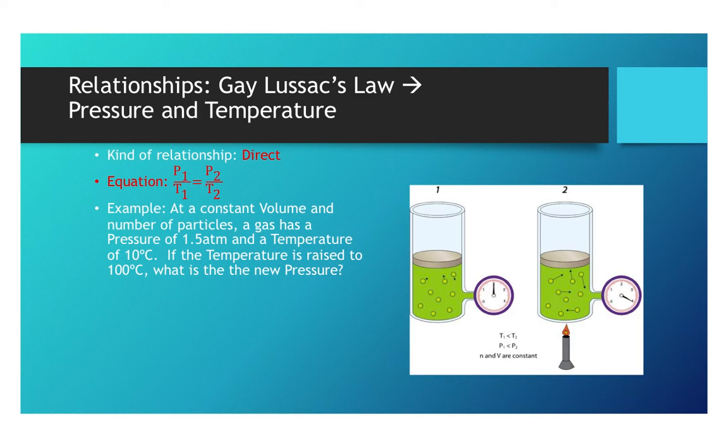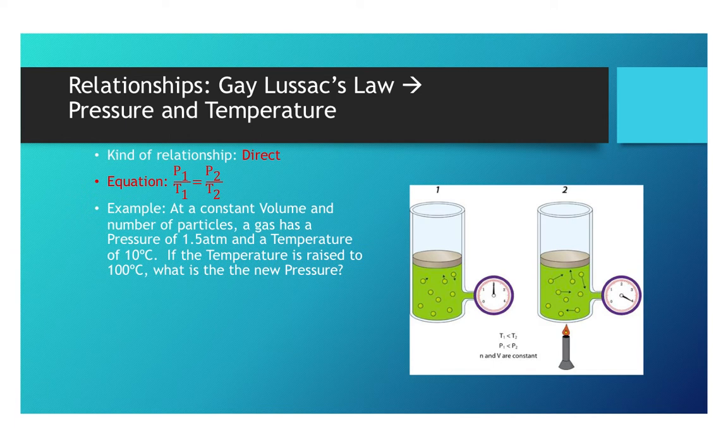Right, so here's an example of how you might solve some problems having to do with Gay-Lussac's law. It says, at a constant volume and number of particles, a gas has a pressure of 1.5 atmospheres and a temperature of 10 degrees Celsius. If the temperature is raised to 100 degrees Celsius, what is the new pressure?